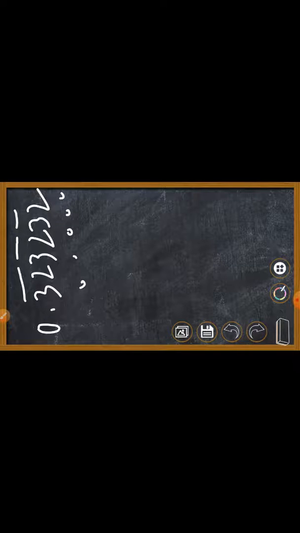Okay, next, let me give you another example of recurring decimal. 0.323232 dot dot dot dot dot. What is the pattern over here? 32, then 32, then 32. 32 is the pattern over here. So this is another recurring decimal. Okay, next we have 0.625625 dot dot dot dot. Yes, so here what is the pattern? 625 and then again 625. This is the pattern over here. Understood?